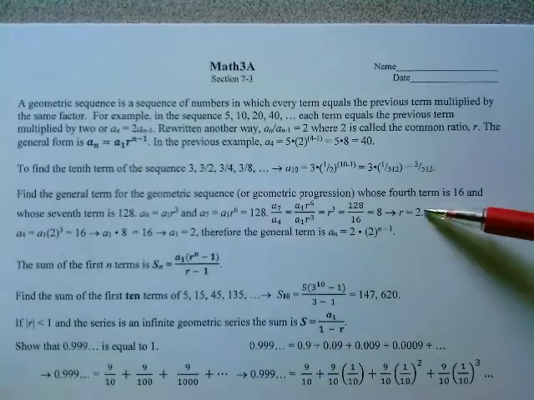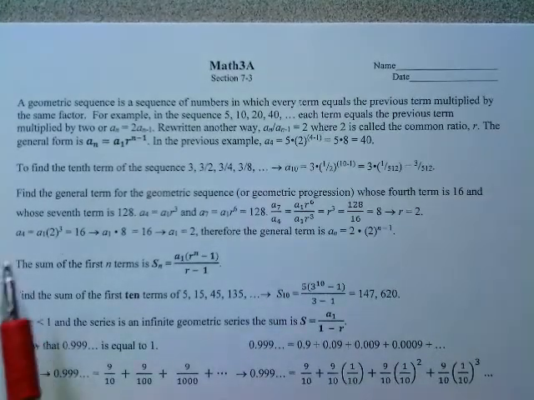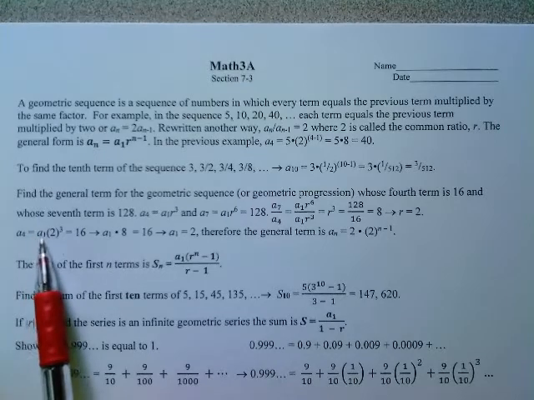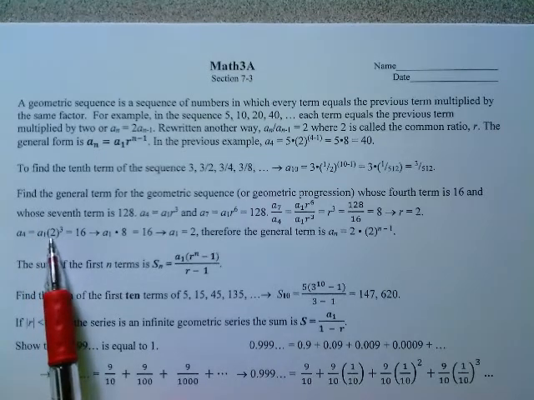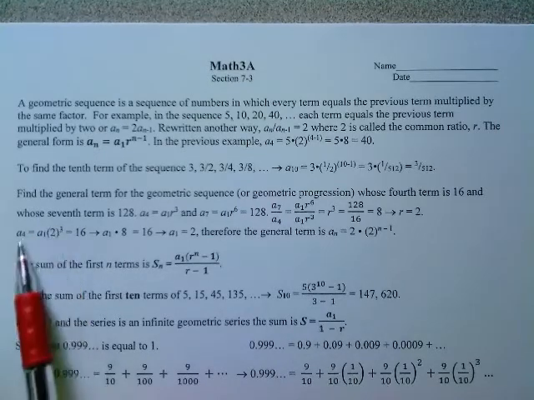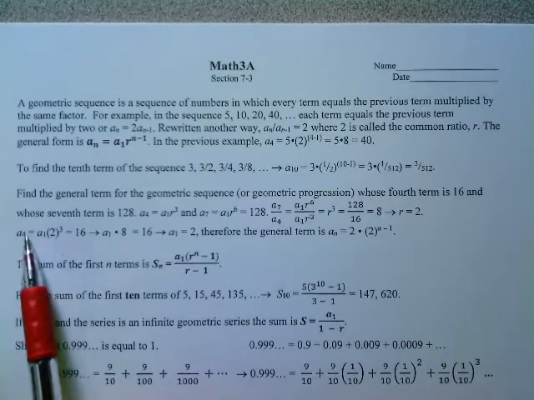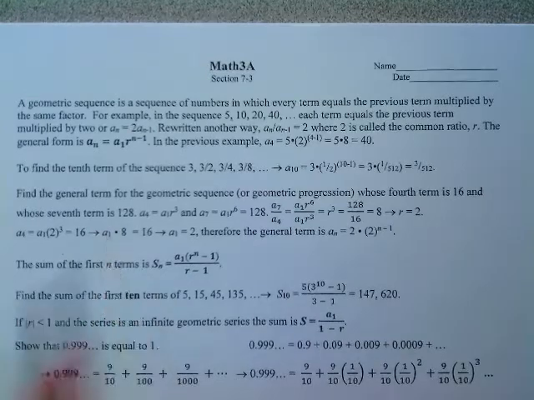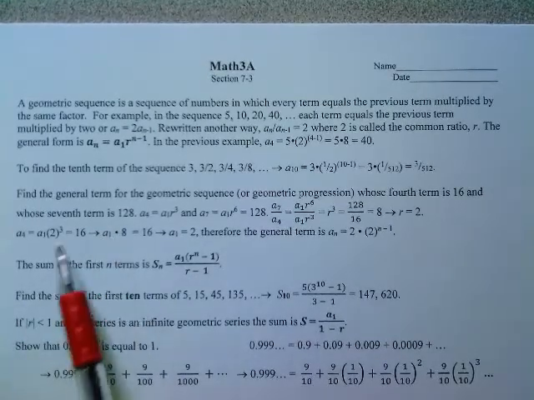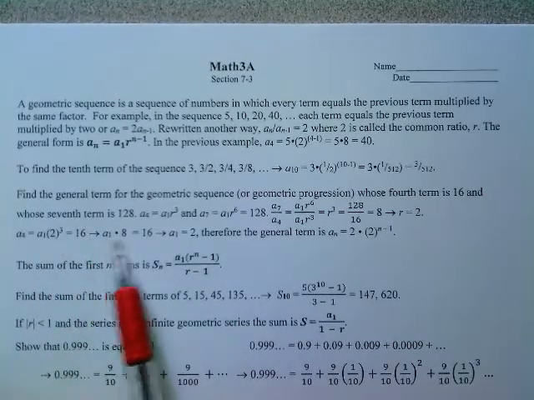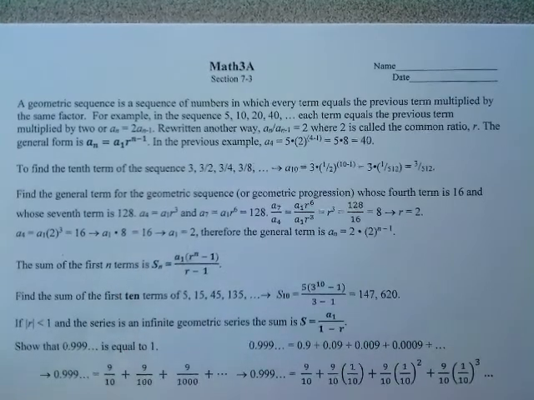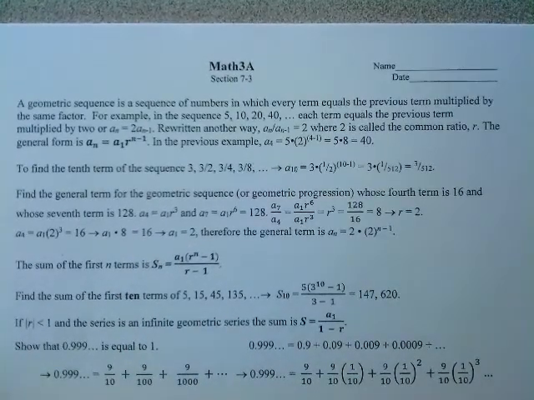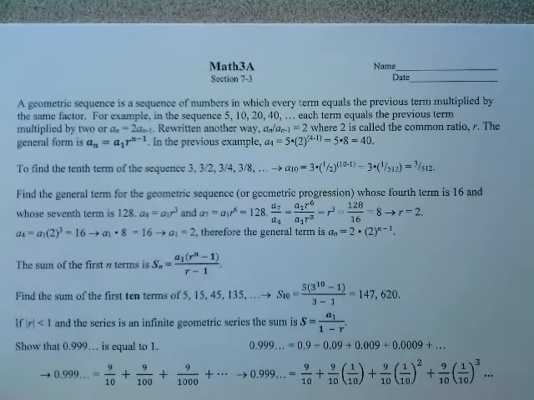Now that I have the 2, I can go back to my a_4. It's going to be a_1 times 2, again that's my r, to the cubed. Again, that's always 1 less than n. And so 16, that all equals 16, so a_1 times 8 equals 16, so this one actually started out at 2 for the first term.